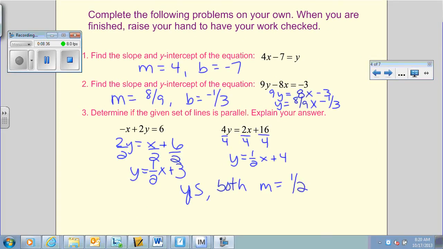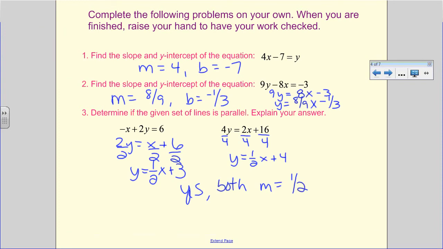Guys, let's take a look at what we've got up here. Number 1, slope and y-intercept were already there. It doesn't matter which side they're on, the left or the right. As long as y is by itself, I can pick out m and b. So we should have m equals 4 and b equals -7.